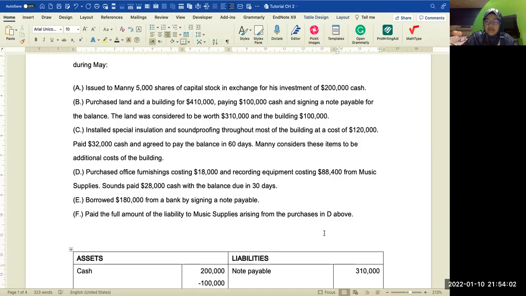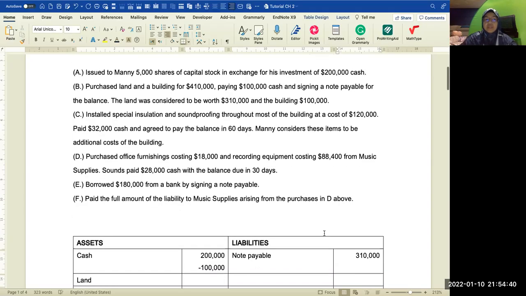So I noted that you rush into it. You have to read carefully because the information is very important. Read it clearly, then don't rush into a decision. Read the line clearly, right? So you say purchase land and building, pay 100,000 cash, balance in note payable, land 310,000, building 100,000. So you get the information correctly.